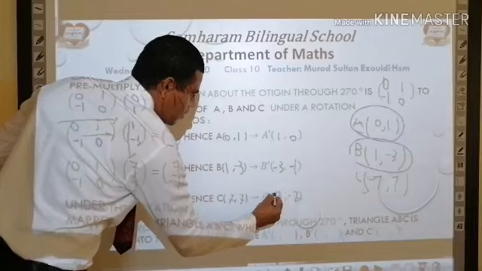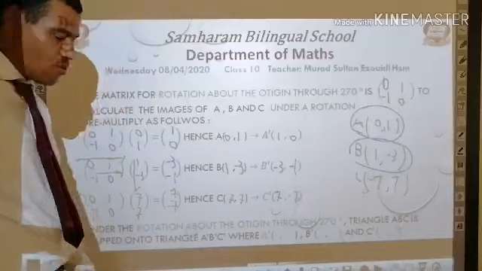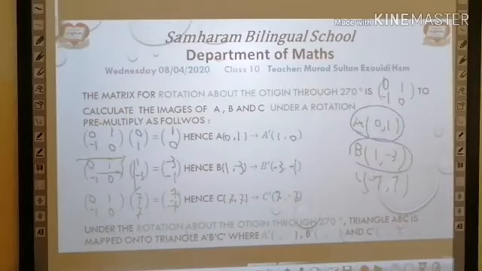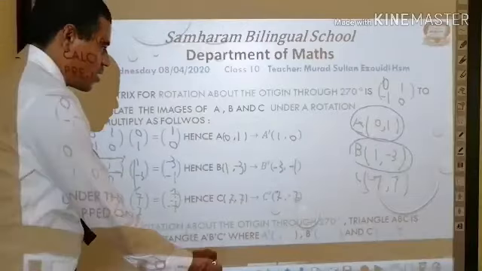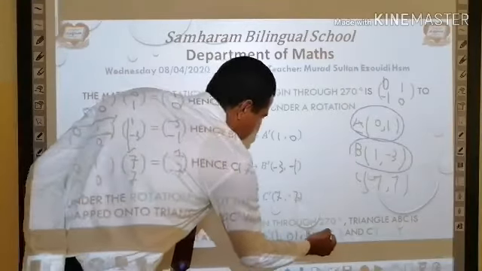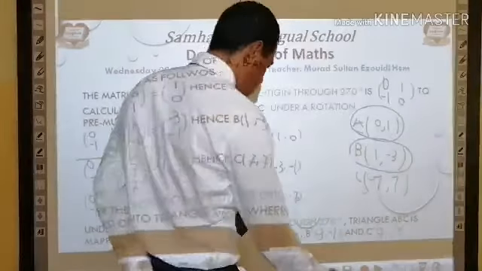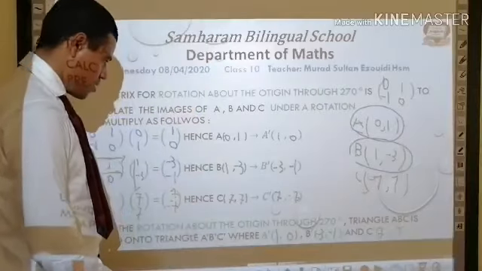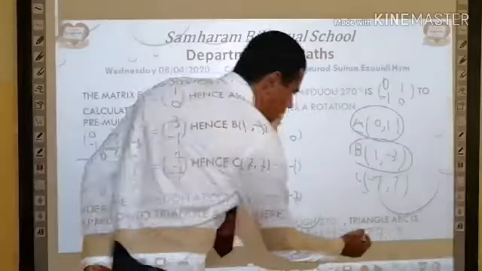Okay, (7, negative 7). Now, under the rotation about the origin through 270 degrees, triangle ABC is mapped into triangle A prime B prime C prime, where the coordinates we already calculated are: A prime (1, 0), B prime (negative 3, negative 1), and C prime (7, negative 7). The negative is not clear, so I will clarify it. Okay, negative 7.